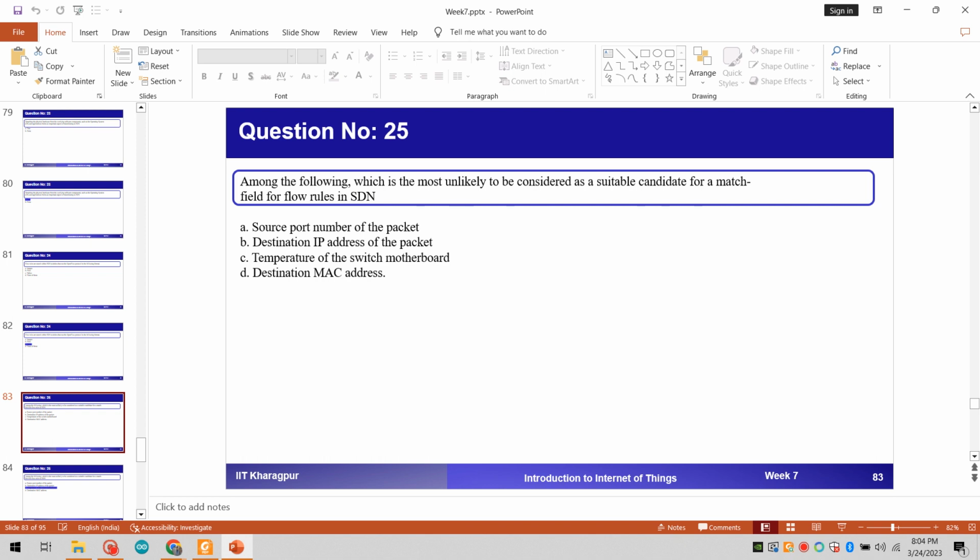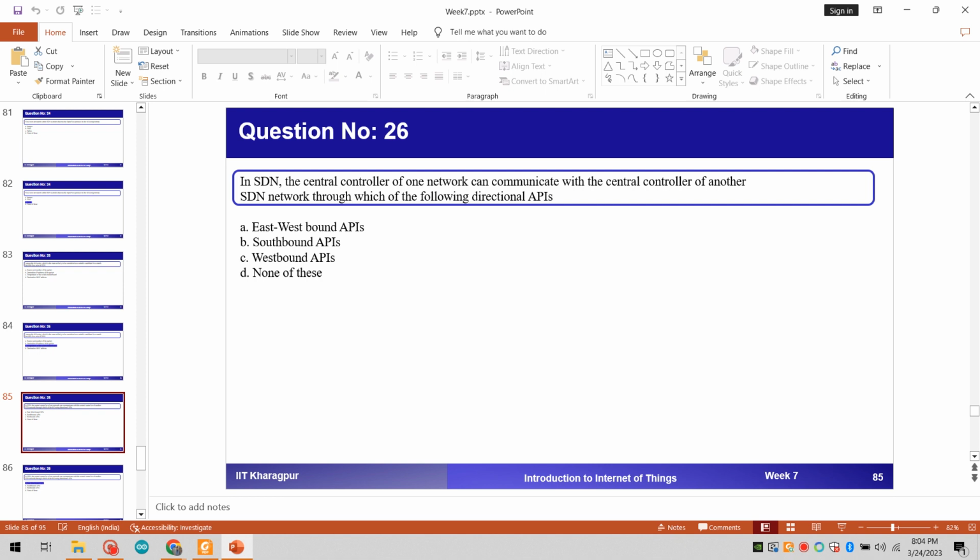Okay, so do you require the temperature of switch motherboard inside your flow table? You are saying destination MAC address is most unlikely to be considered. So I am saying temperature of the switch motherboard we should consider this field. So most unlikely should be C, right? Temperature of the switch motherboard.